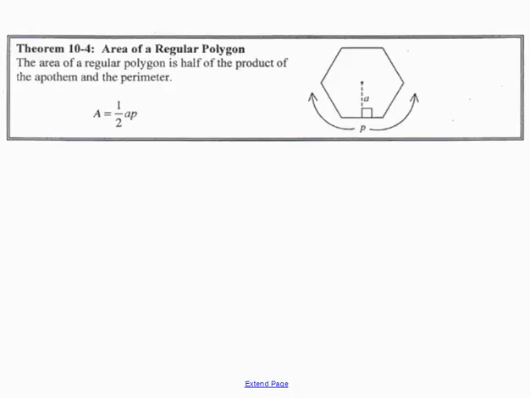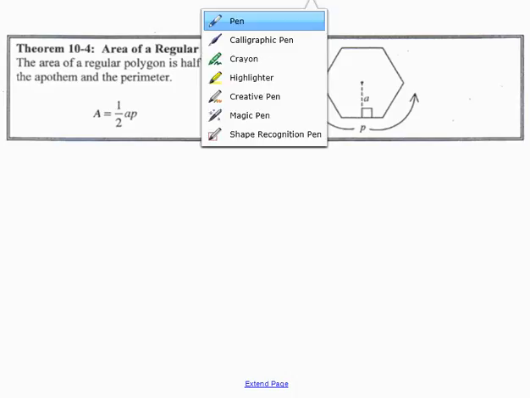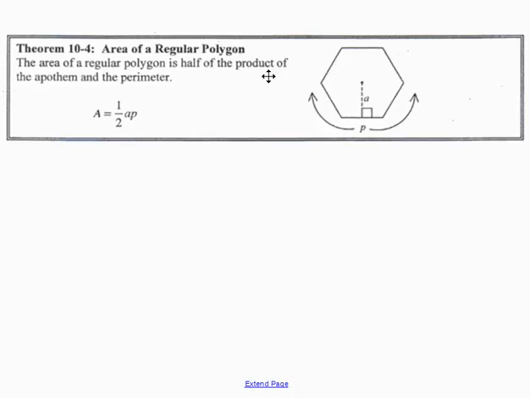So now we get to the formula for the area of a regular polygon. That is this right here. Area equals 1/2 of the apothem times the perimeter. Remember, the apothem is from the center to the side, to the middle of the side. And you know what perimeter is? Perimeter is the distance around that polygon.